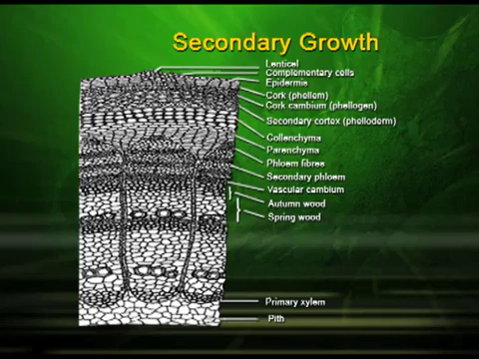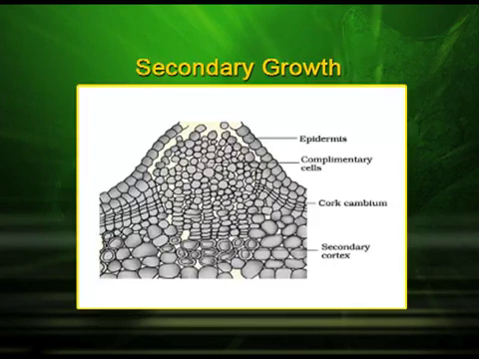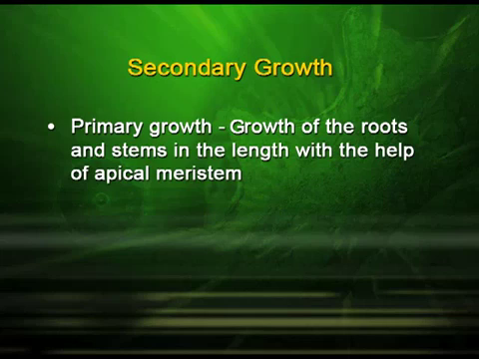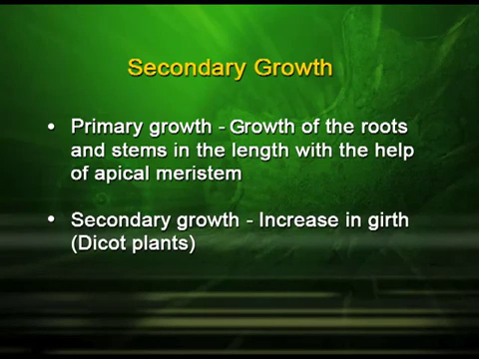In this episode, I will be stressing the secondary growth of the plant, which is a characteristic of the angiospermic plants, mainly of the dicot stem and dicot root. The growth of the roots and stems in length with the help of apical meristem is called the primary growth. Now, what is secondary growth? It is the increase in girth.